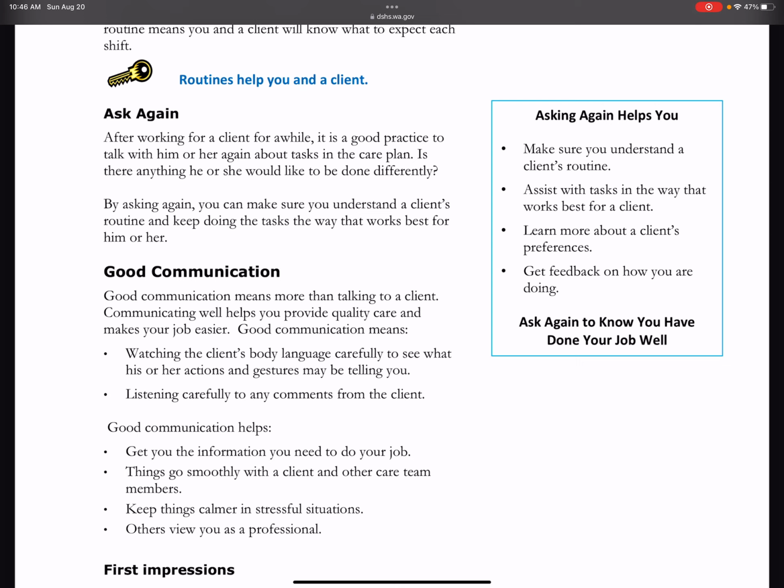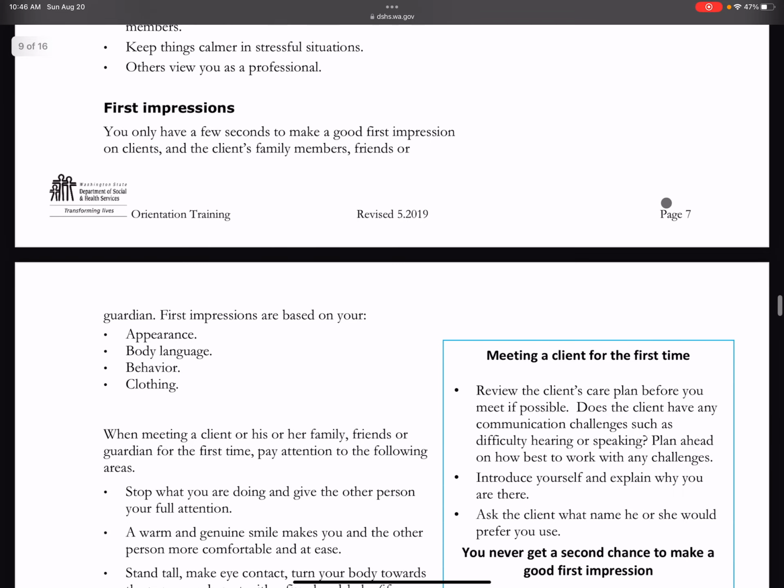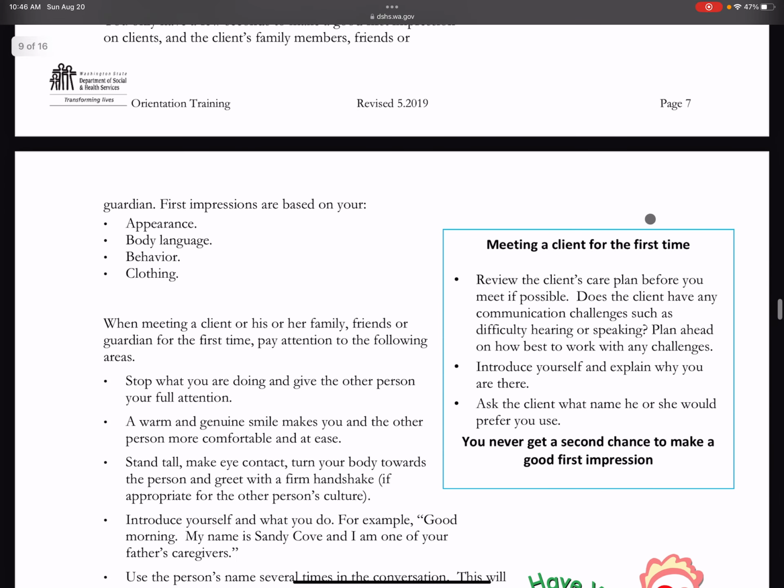Meet the client for the first time. So what do you do when you're meeting a client for the first time? First, you go to the house. You review the client care plan before you meet, if possible. If you are working in a home, they usually have a care plan ahead. When you're getting a job assigned, before you go there, you read it. In an adult family home, usually the provider will explain to you about that person, but it's good to read the negotiated care plan in their chart to get more information about the person.